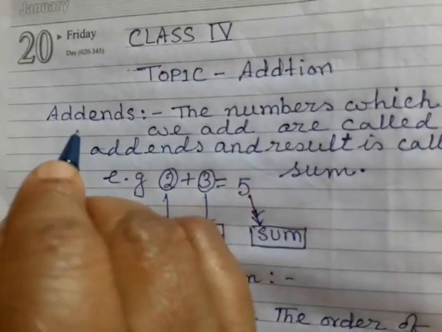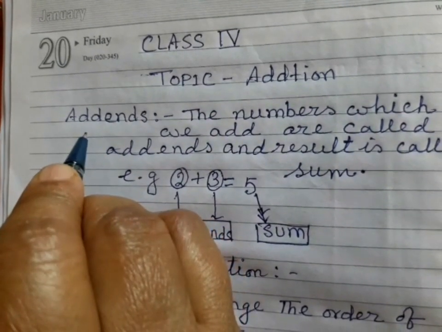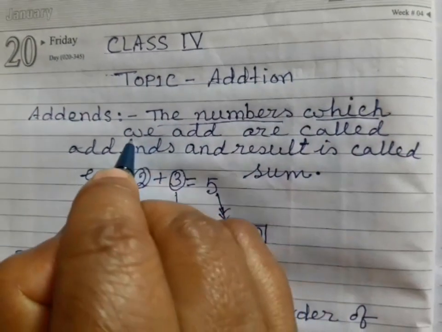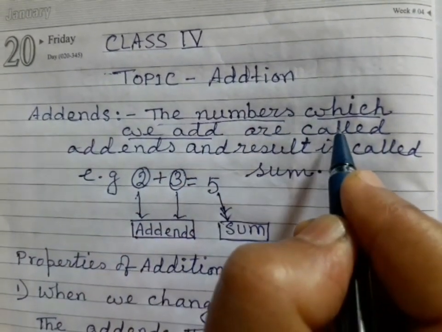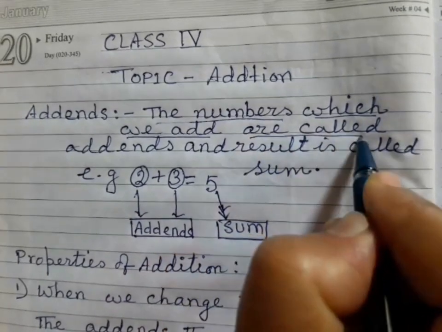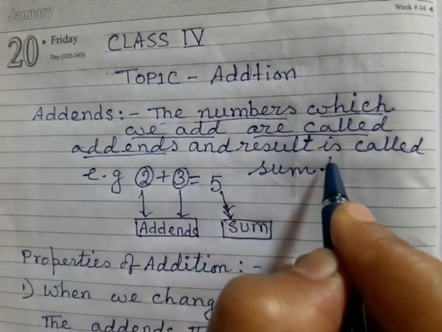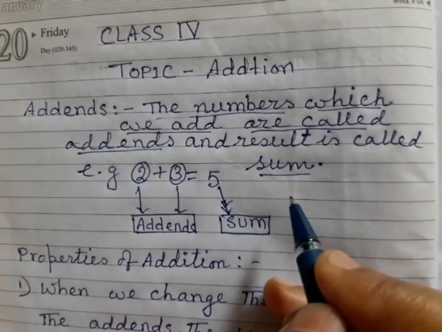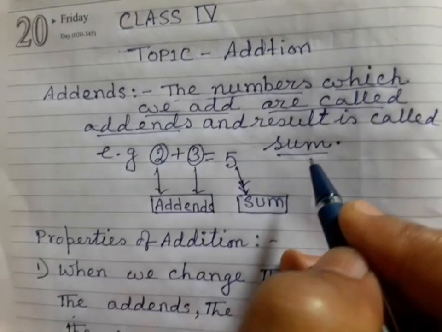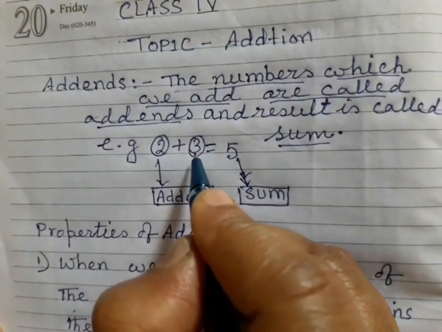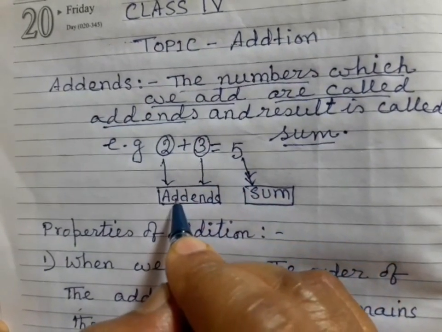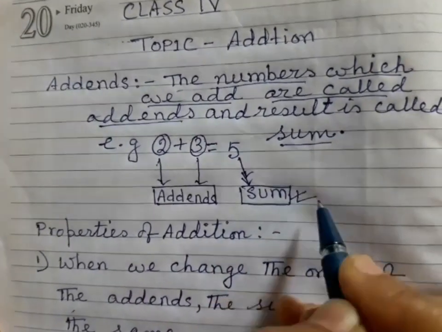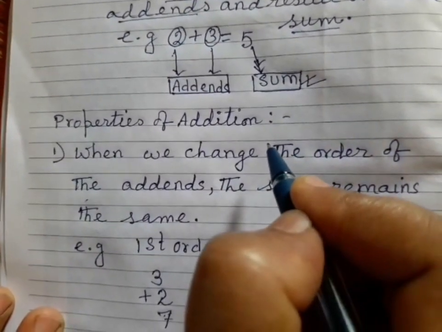At first, some definitions. Addends. What are addends? The numbers which we add are called addends. And the result is called the sum. Here we get two definitions: the first one is addends and the second one is sum. Let's take an example: 2 + 3 = 5. 2 and 3 are addends and the result, 5, is the sum.